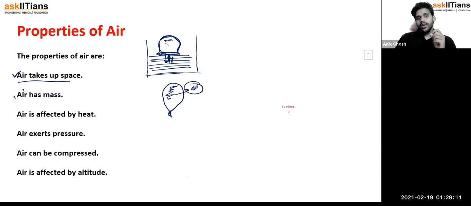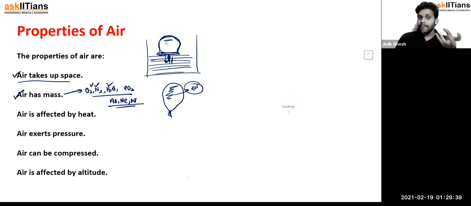Now air has some mass. Okay. Now think about it. What is the constituent of air? There are oxygen, nitrogen, water vapor, carbon dioxide, and so many different gases like argon, neon, krypton, all these noble gases as well. Everything is there inside the air, and they have a particular mass as well. So for that reason, air also has some mass.